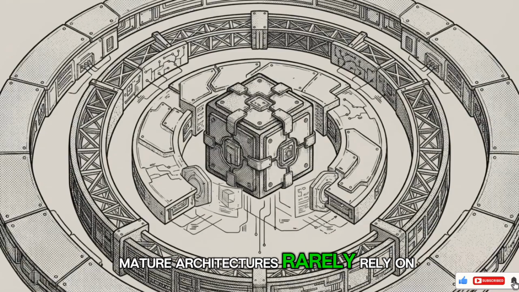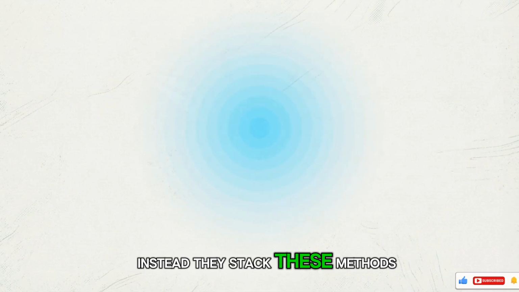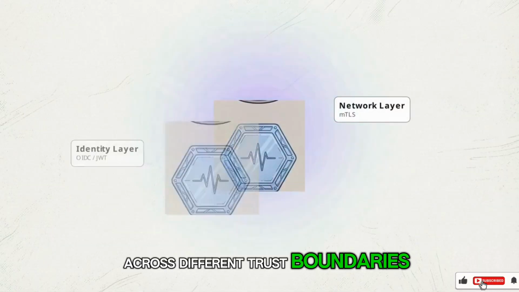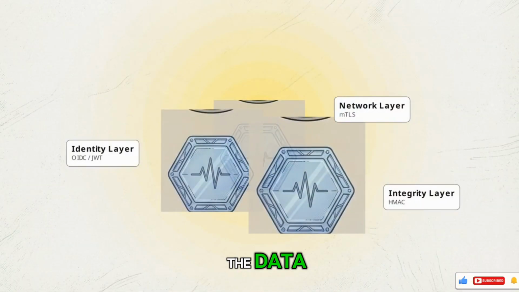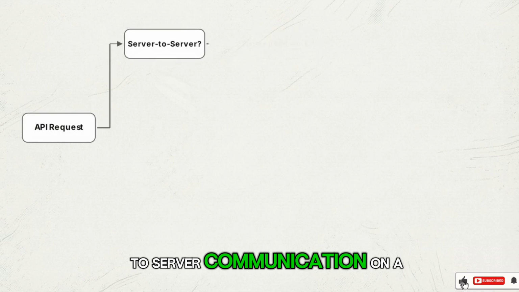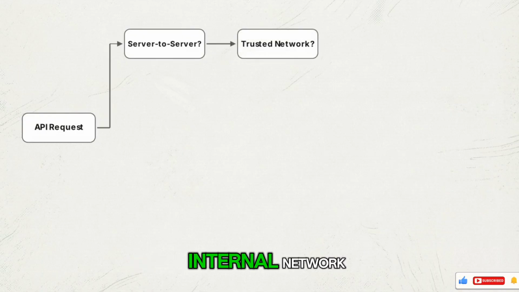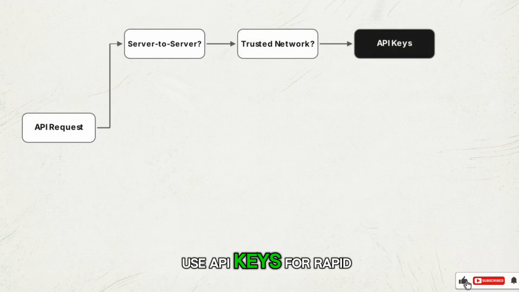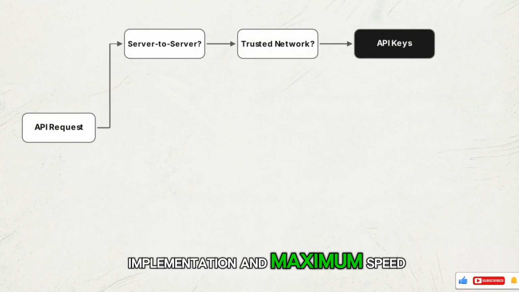Mature architectures rarely rely on a single layer of verification. Instead, they stack these methods across different trust boundaries, depending on the sensitivity of the data. We can simplify the choice by looking at this decision tree, which routes your needs toward the appropriate protocol. If you are building server-to-server communication on a trusted internal network, use API keys for rapid implementation and maximum speed.